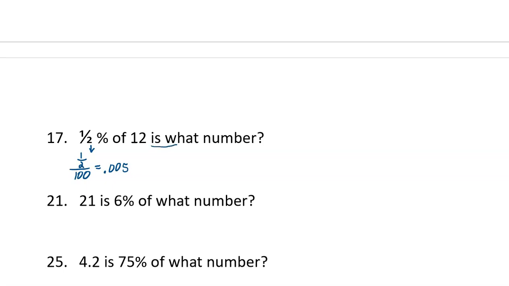It asks us, is what number? We don't know what that number is. Let's call it x. The word of is multiplication. So our setup is 0.005 multiplied by 12, and that's equal to the number that we're trying to figure out. On a calculator, go 0.005 times 12, and the value of x is 0.06. 0.5% of 12 is this very small amount, 0.06.